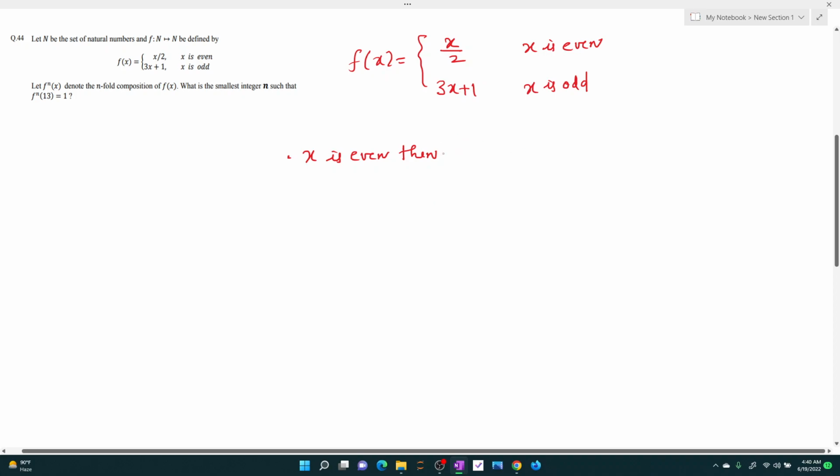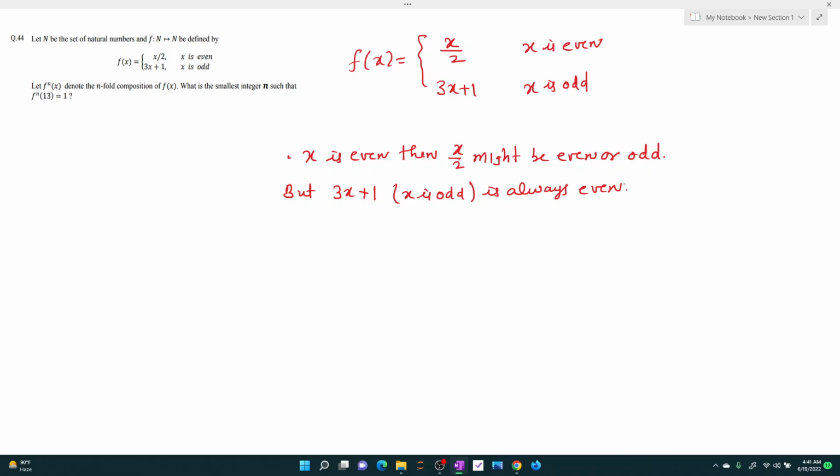But then x by 2 might be even or odd. But whenever we have 3x plus 1, given x is odd, right? So 3 times an odd number is always gonna be an odd number, plus 1 is always even, right? So this is important. Now they ask what is the smallest positive integer n such that the value of f^n of 13 will become 1. So it's basically the composition, right?